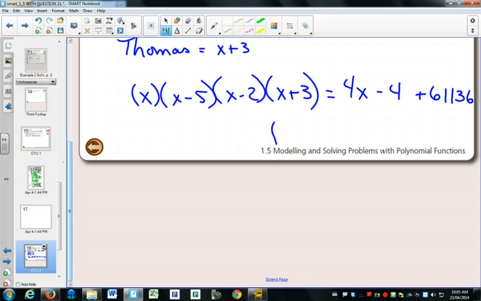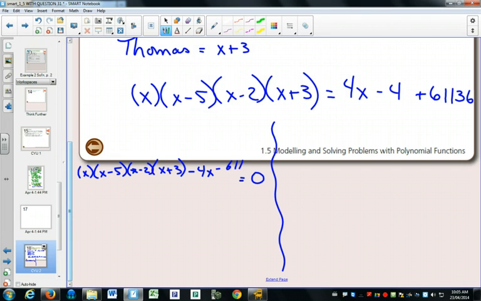One way is you move everything over to one side, and I'm not going to multiply this out. I'm going to move the 4x over. Can you see I could combine these two as like terms, and when I move them over, I'll get minus 61132 equals 0. And we're going to graph this massive thing.